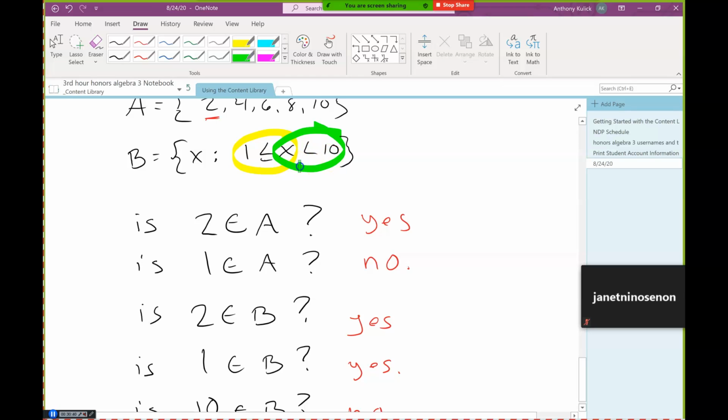Yeah, because if we look here at the inequality, it's a strict less than. 10 is not less than 10. So even though it's right there on the edge of being included, it should not be included. It is not included in the set B.